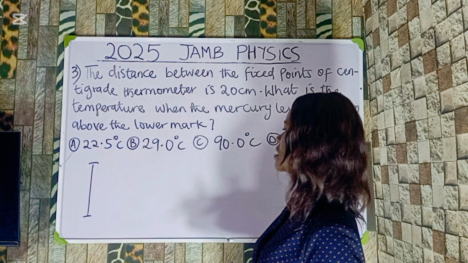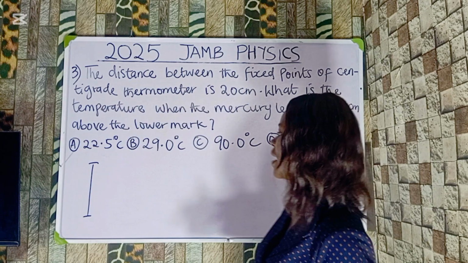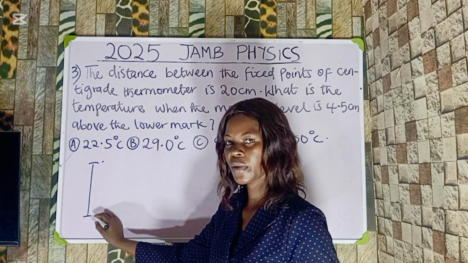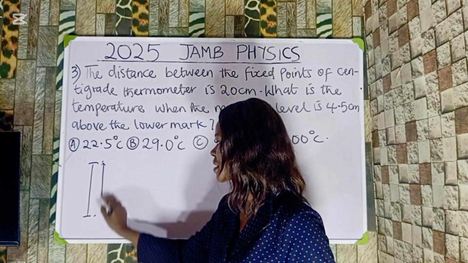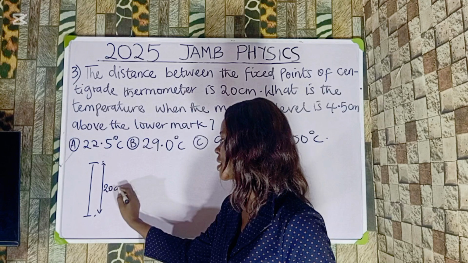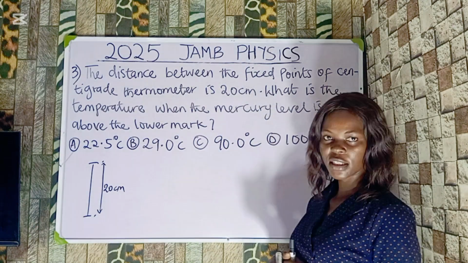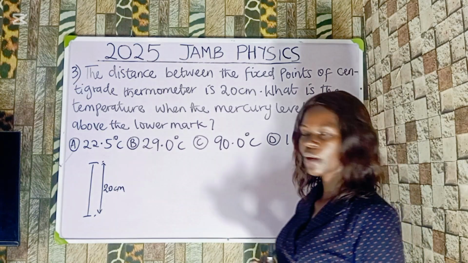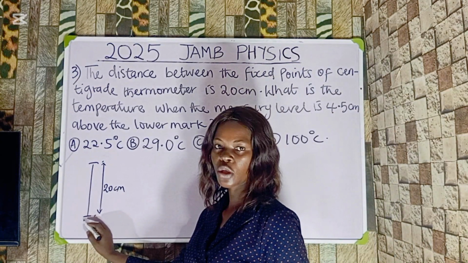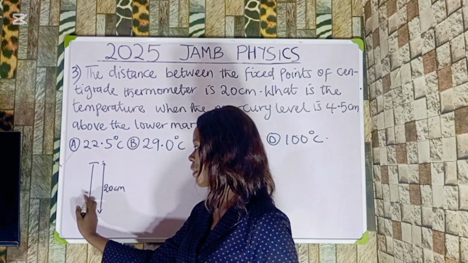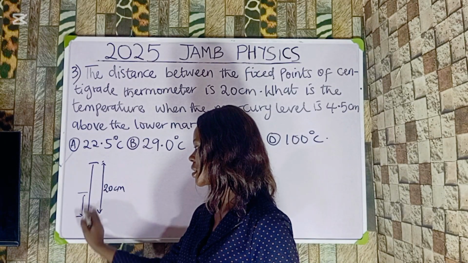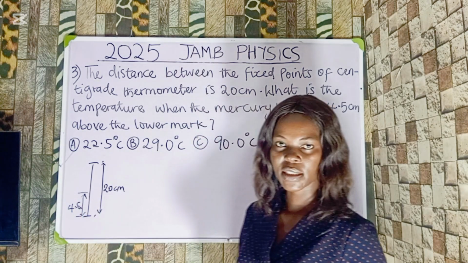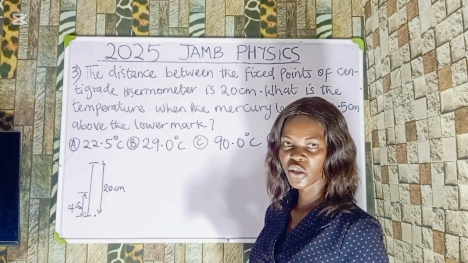Okay, now this is a centigrade thermometer, and this is the upper fixed point and this is the lower fixed point, right? The distance between them is given as what? 20 centimeters, right? What is the temperature when the mercury level reaches 4.5 centimeters above the lower mark? There is the lower mark. The lower mark is the lower fixed point, okay? Now from here to here, I have what? 4.5 centimeters.